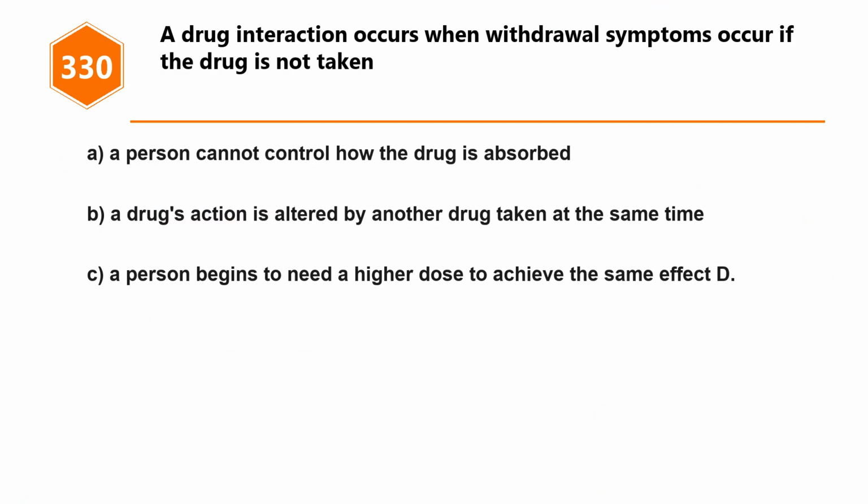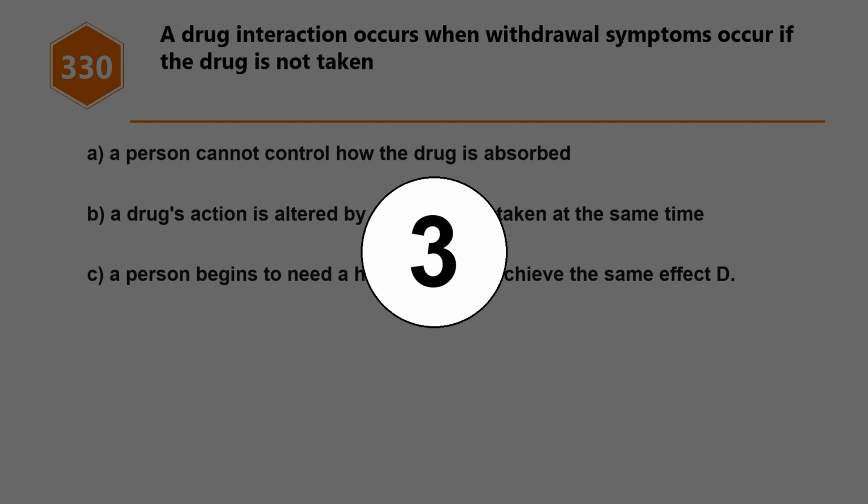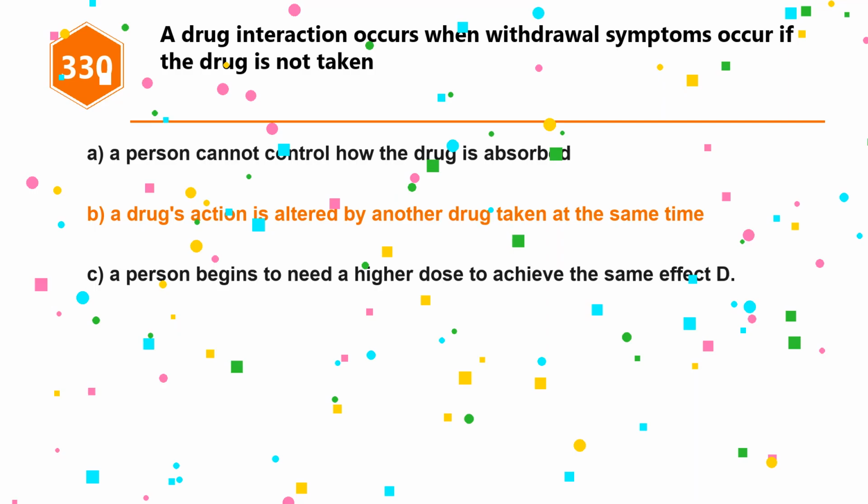Question 330. A drug interaction occurs when withdrawal symptoms occur if the drug is not taken. Option A. A person cannot control how the drug is absorbed. Option B. A drug's action is altered by another drug taken at the same time. Option C. A person begins to need a higher dose to achieve the same effect. D. The correct answer is option B. A drug's action is altered by another drug taken at the same time.